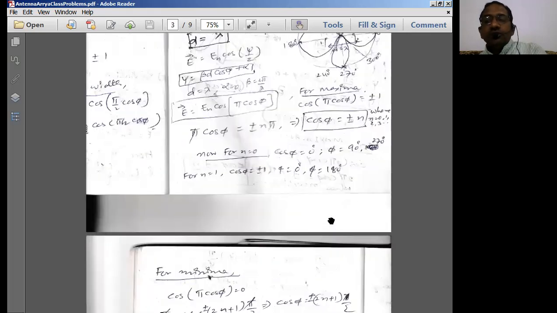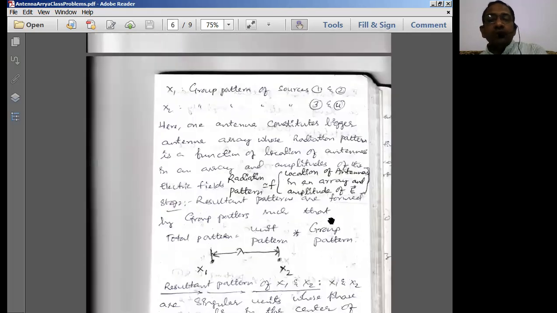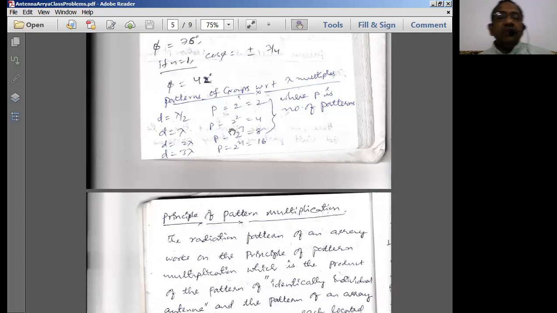Now, when D is equal to lambda, we have got 4 patterns. When D is equal to 2 lambda, we have got 2 power 3, 8 patterns. D is equal to 3 lambda, 2 power 4. That means always we'll be getting in powers of 2: 2 power 1, 2 power 2, 2 power 3, 2 power 4. If it is lambda by 2, it's 2 power 1. If it is lambda, it's 2 power 2. If it is 2 lambda, it's 2 power 3. If it is 3 lambda, I'll be getting 2 power 4.